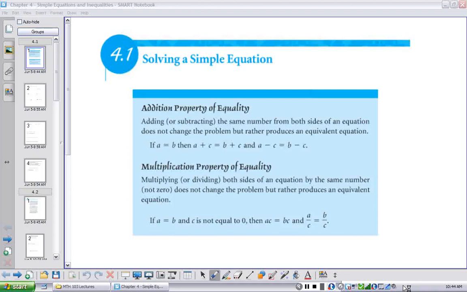At 4.1, which is entitled Solving a Simple Equation. So we're actually getting into a little algebra with this chapter.